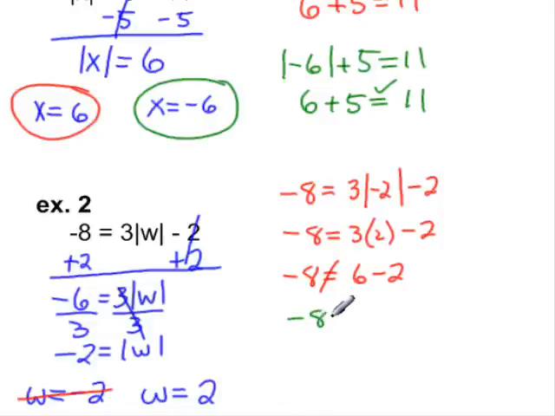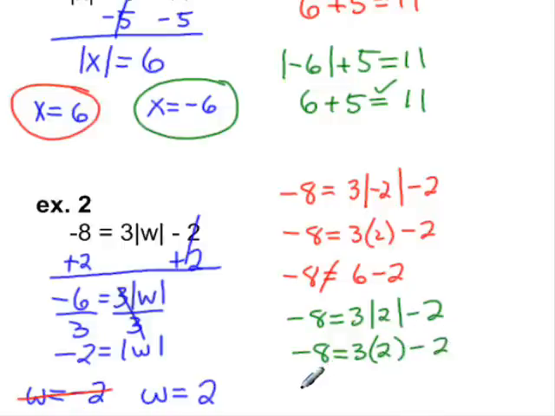So I'll go back to the original equation, and this time we're plugging in a positive 2. The absolute value of positive 2 is 2. And I think you guys can see where we're going here. We're going to end up with the same thing that we did with our last solution. We still have 6 minus 2, which we know is 4, which means that positive 2 is not a solution either, because that is not a true statement.